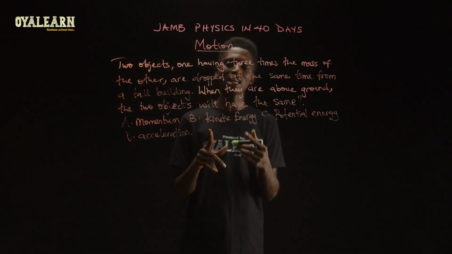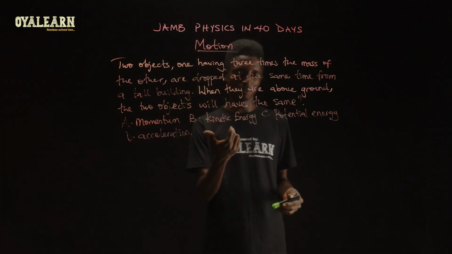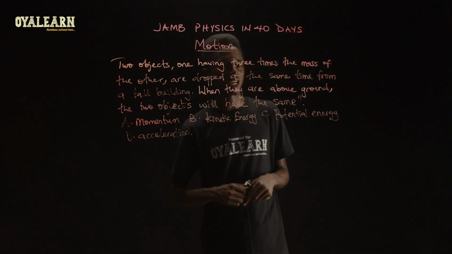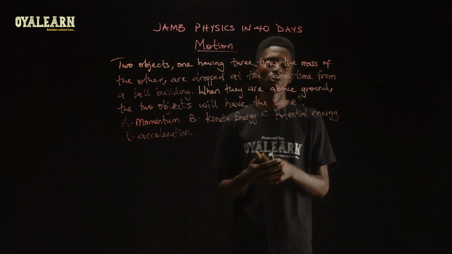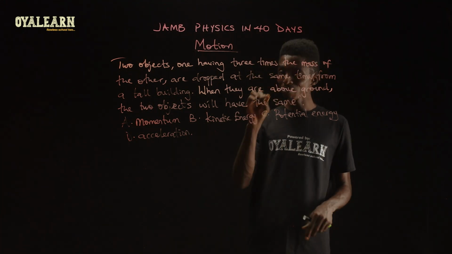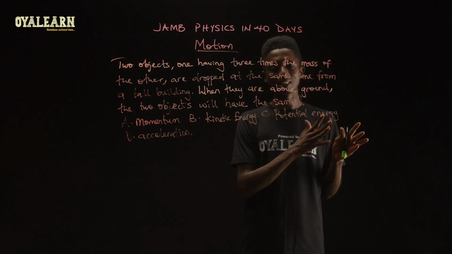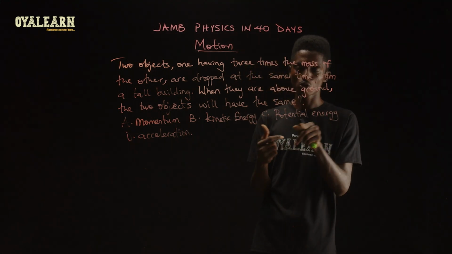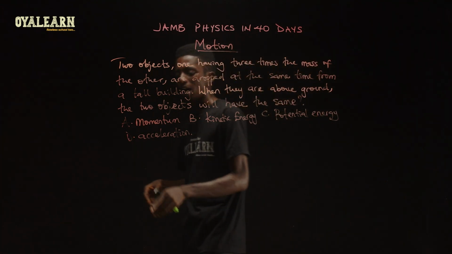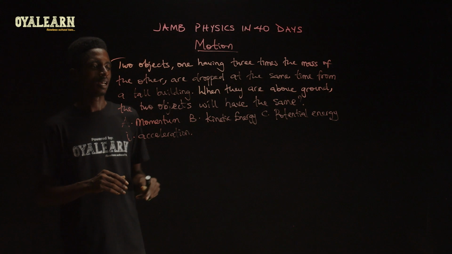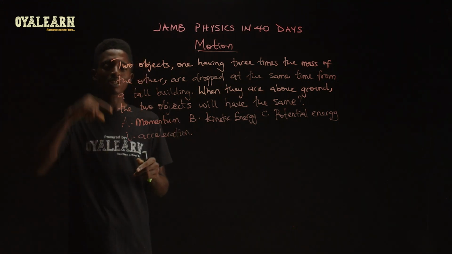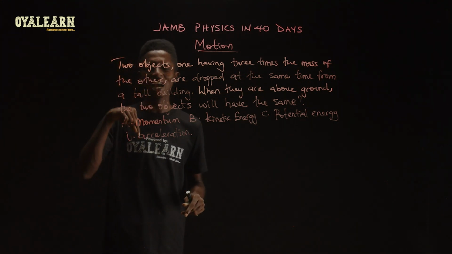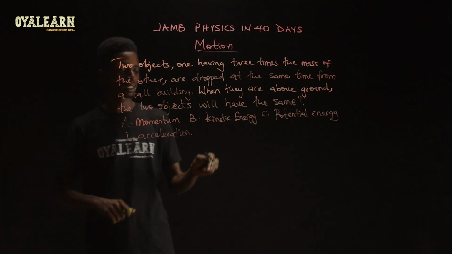Same thing applies to kinetic energy, which is half mv squared. Mass is involved, so they can't have the same kinetic energy either. And the same thing applies to potential energy, which is mass times gravitational acceleration times their height above ground. Since they have the same height and the same gravitational acceleration, mass is the only thing that differentiates them there. So potential energy will not be the same. However, option D says acceleration. Yes, they will have the same acceleration, because they are falling to the ground, they will have the same acceleration due to gravity at that point which they are falling. So the correct answer is option D.